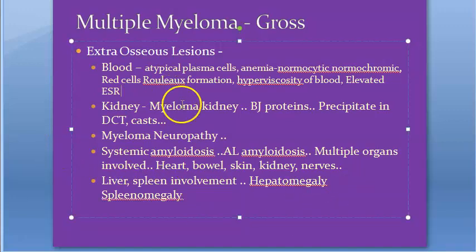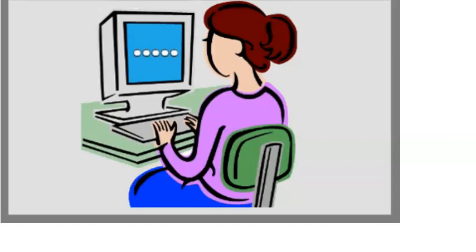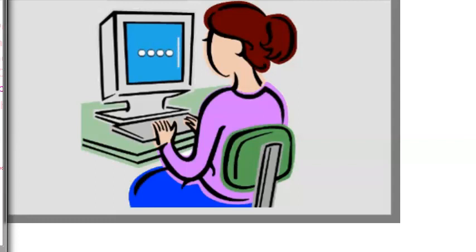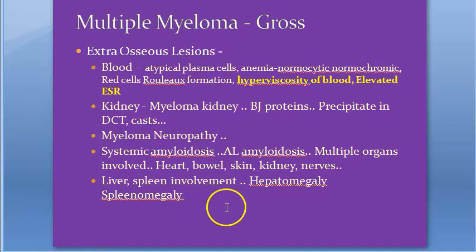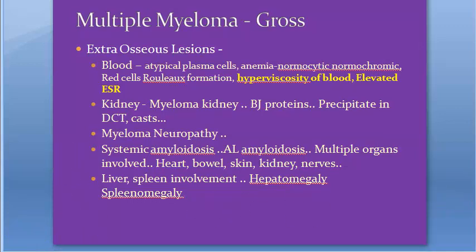So can you now summarize the extraosseous lesions in multiple myeloma? The kidney is affected, the liver and spleen, hepatomegaly, splenomegaly, then the nerves are affected. Then amyloidosis will be there, blood is affected, there will be anemia which is normocytic, normochromic. Then atypical plasma cells will be there, blood will be hyperviscous, rouleaux formation of RBCs, there is elevated ESR. Where will you see elevated ESR? Multiple myeloma. A lot of other cases also, one of the cases you can remember. So now let's move on.